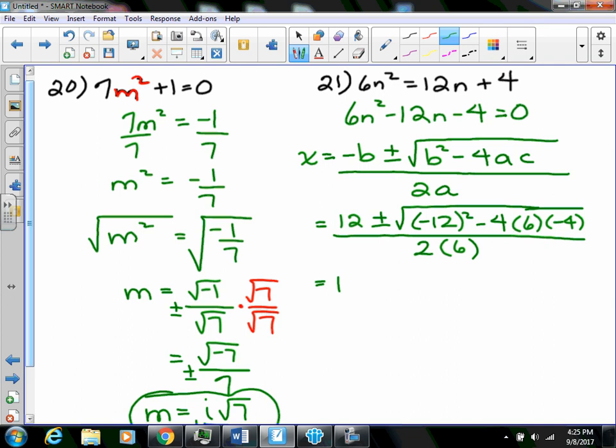Now, 12 plus or minus the square root of 144. Now, this is where I told you everything else is going to be multiplied together. So multiply all of this. So negative 4 times 6 is a negative 24. Negative 24 times 4 is going to give you a positive 96, all over 12.